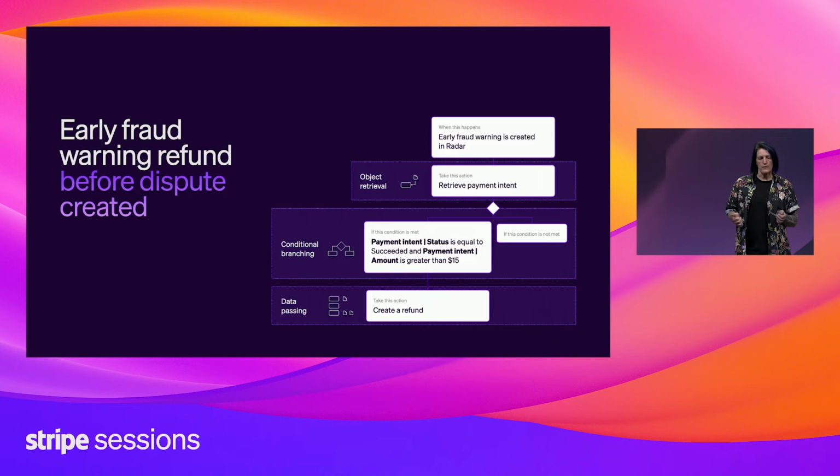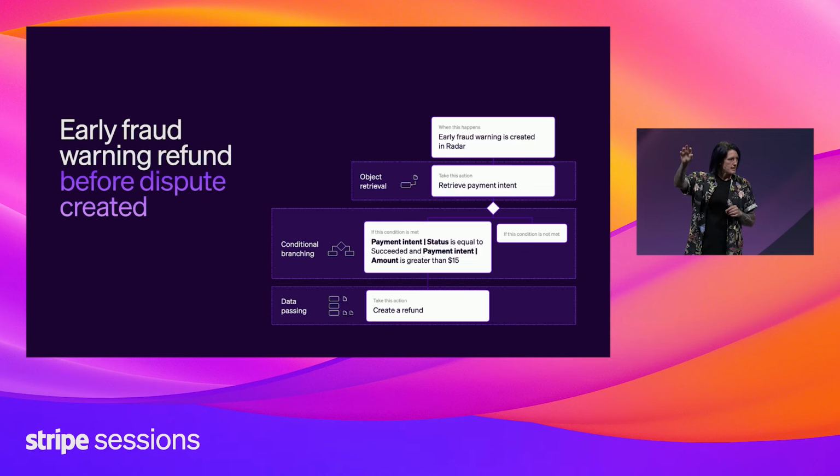So object retrieval, we're actually going to go get the payment intent to get a bit more information about that. We're then going to use conditional branching. So is that payment intent a large amount or a small amount? If it's a small amount, then we're going to take some action, like refunding the customer. But wait, what customer am I refunding? Oh, data passing. I have to refer to that customer ID that was included as part of that payment intent or the charge. So those are three patterns in this example.